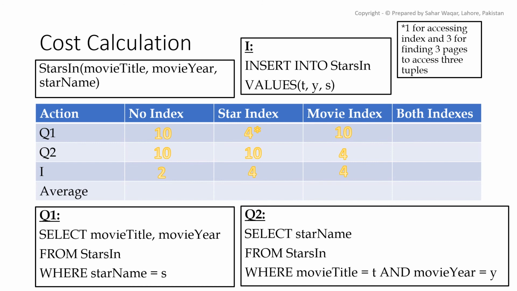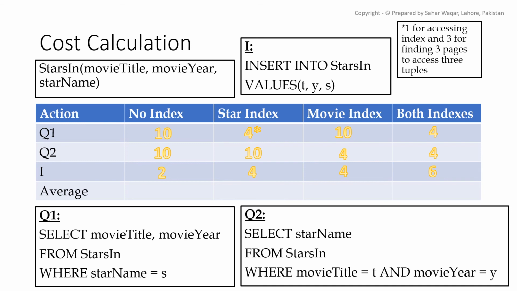For the case of both indexes, Q1 and Q2 will have a cost of 4, with the same reason of 2 for read and write for the index file and 2 for read and write for the actual relation. For I, now it is 6. Can you think of a reason? The answer is that now we have 2 index files, so both need to be updated along with the actual relation. So it becomes 2 plus 2 plus 2 equals 6.